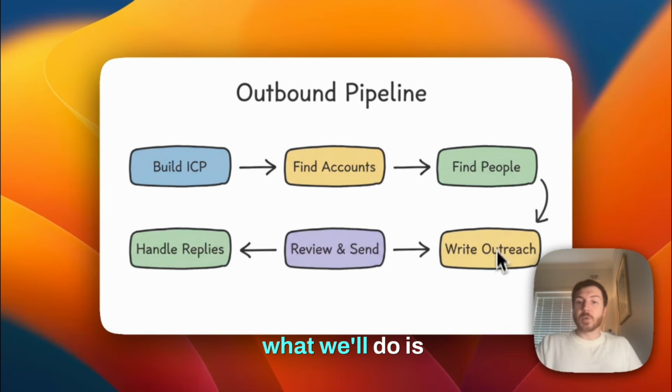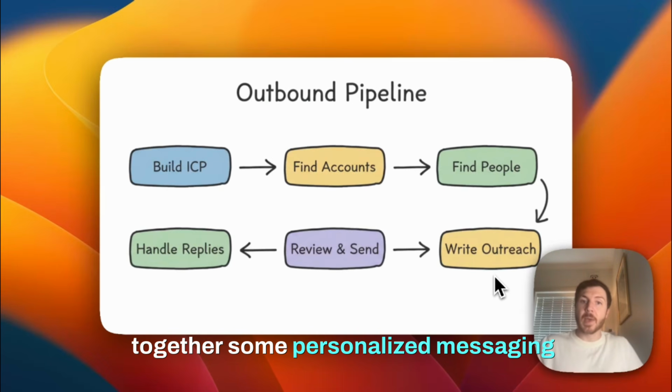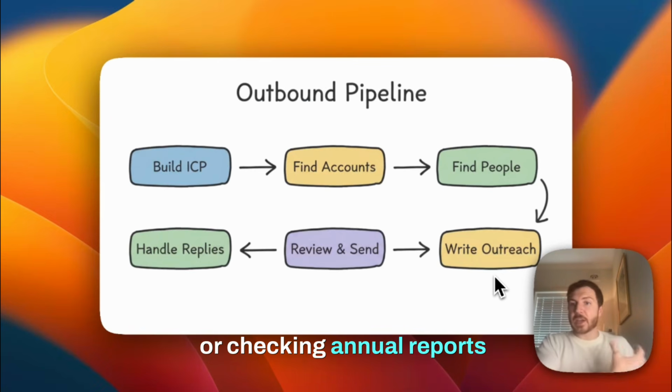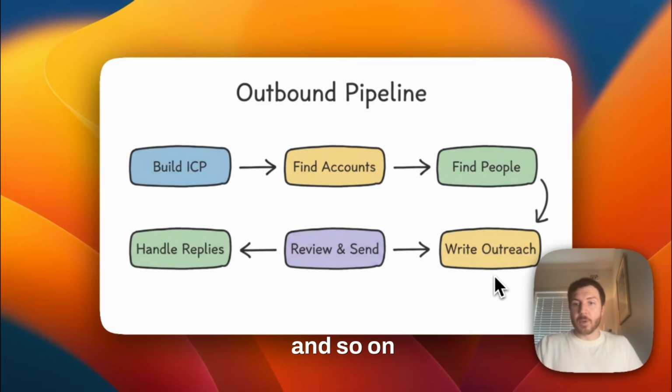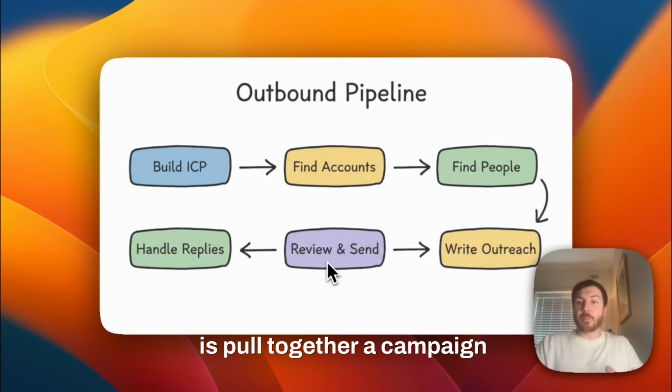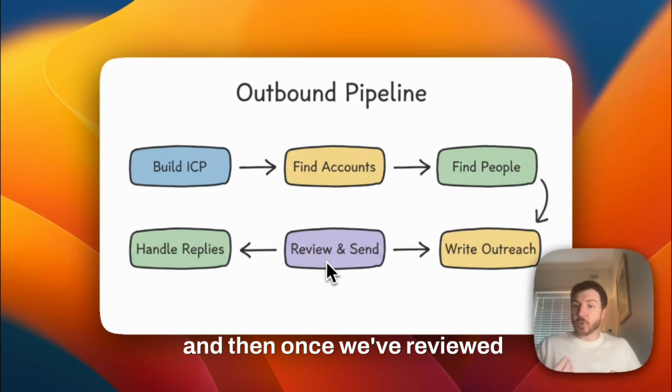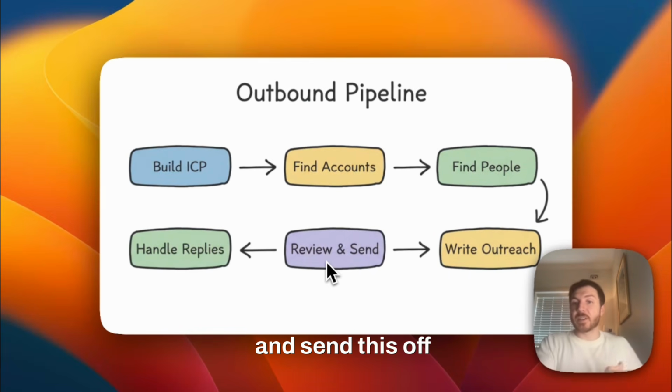And then from there, what we'll do is have the agent pull together some personalized messaging based on the research it's done on the accounts and on a personal level. So checking their LinkedIn or checking annual reports and so on. And then from there, it will pull together a campaign. It will send back to us to review. And then once we've reviewed, it can go ahead and send this off.